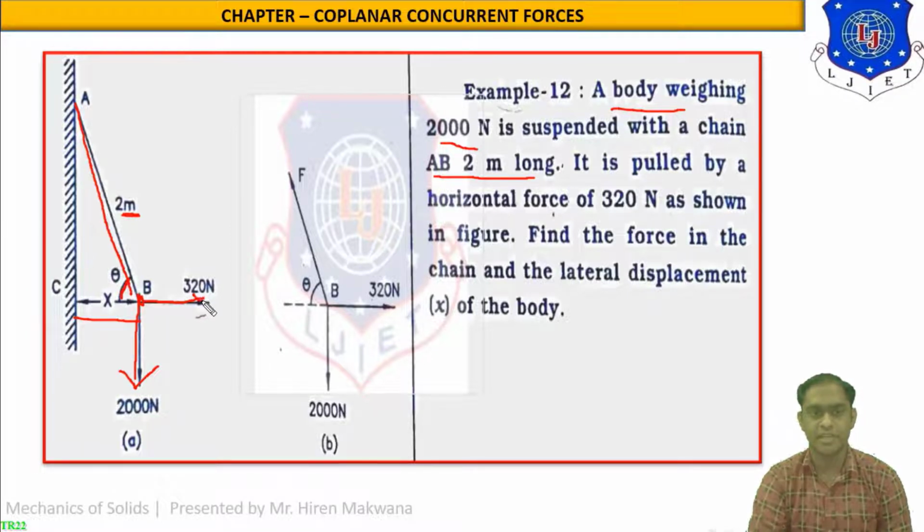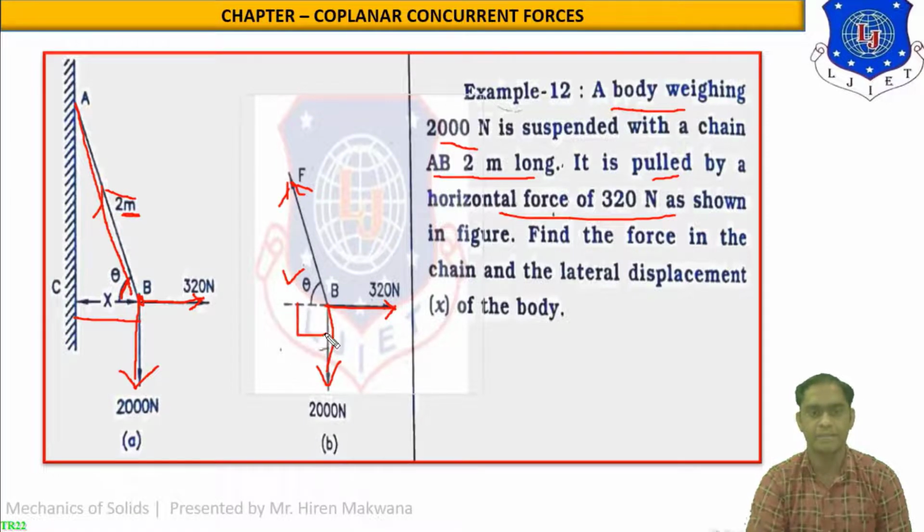The right side force acting on this is 320 Newton. So a horizontal force of 320 Newton is the pull force by which the chain is pulled. Find the force in the chain and the lateral displacement of the body. We have to find tensile force, means tension in the string or chain, which is going in the upward direction towards point A, as I said earlier. So this force will be denoted by F in this free body diagram. Horizontal force is like this, 320 Newton horizontal, and vertically downward force is 2000 Newton. The angle is theta over here.